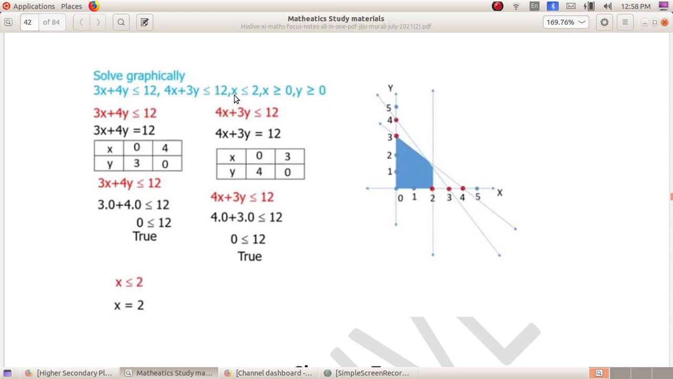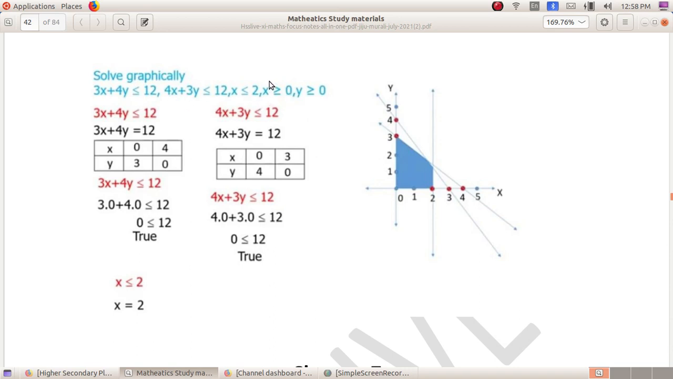Then here x less than or equal to 2. For that, firstly x equal to 2. So there is no y, therefore this type of column is not taken here. Only x equal to 2. x equal to 2 means this is the point. So x equal to 2 means this is a straight line. Okay. So we have drawn 3 different straight lines from these 3 inequalities.